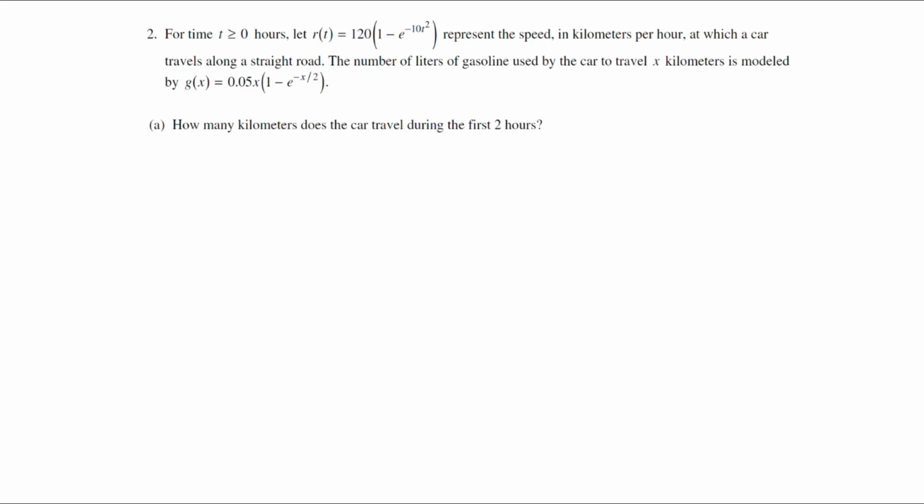All right, this is question number 2 from the 2008 Form B AP Calculus AB exam. This one's a little bit different than some of the other ones, but it's most in line with a rate FRQ, so I'm calling it a rate FRQ. And we've got for t greater than or equal to 0, r of t, this 120 times 1 minus e to the negative 10t squared function, represents the speed or rate in kilometers per hour at which a car travels along a straight road. The number of liters of gasoline used by this car to travel x kilometers is modeled by g of x, that other function, in terms of x.